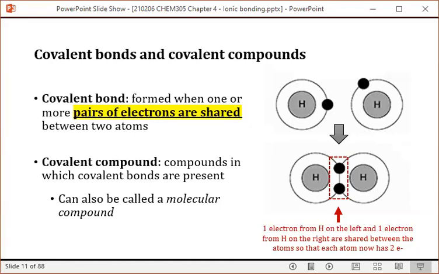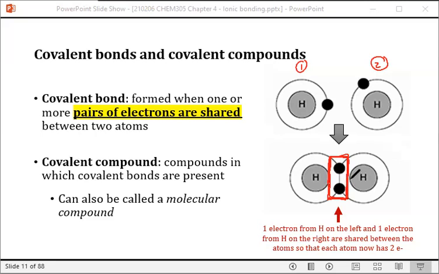So in this example, we have two hydrogen atoms. We'll call this hydrogen 1 and hydrogen 2. And hydrogen is going to be most stable if it has 2 electrons circling around it. And right now, each of these have 1. So if they each want to get 2, what they can do is they can each share their 1 electron with the other hydrogen. And so these 2 electrons are now shared by both hydrogens. It's like a win-win situation. So both hydrogens now have access to 2 electrons.